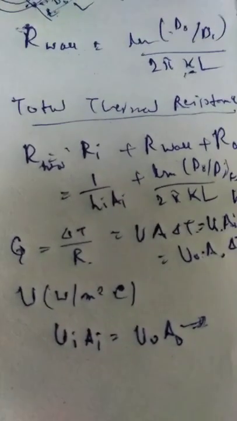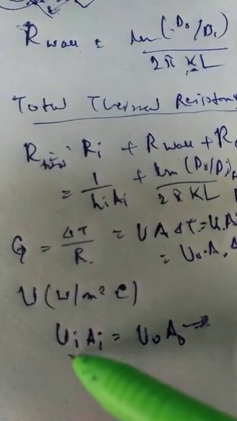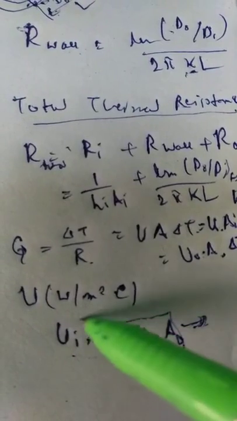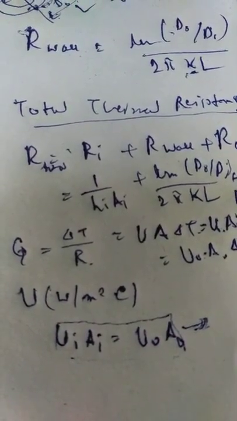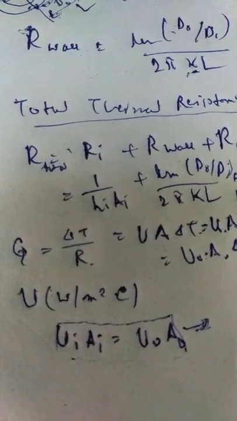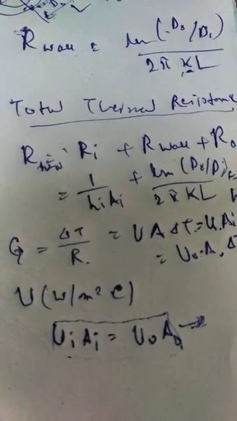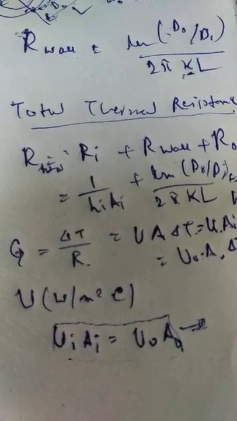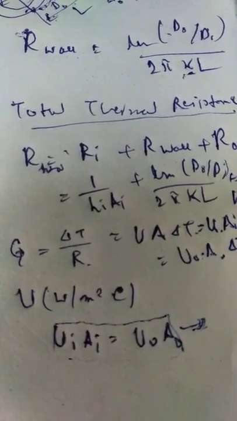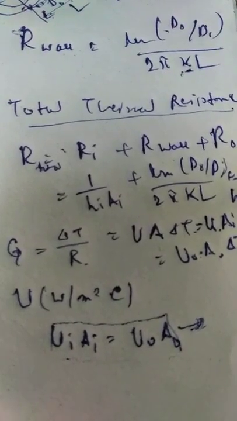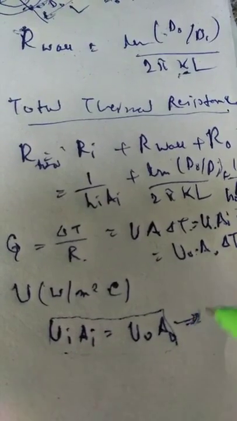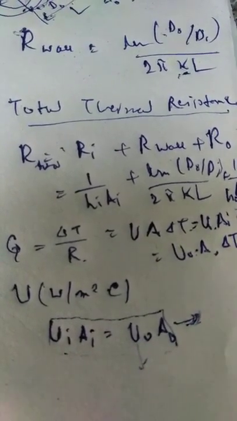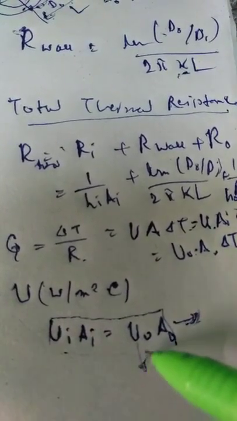This type of case is more valid when one side of the wall of the heat exchanger is finned. Due to these fins, the surface area increases greatly, and on the other side the surface area is not so large. So we have to find this overall heat transfer coefficient according to which side we are considering.